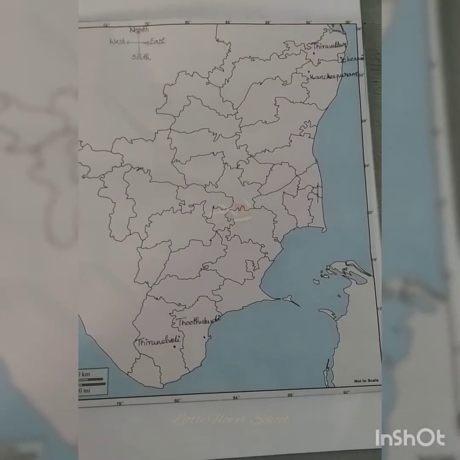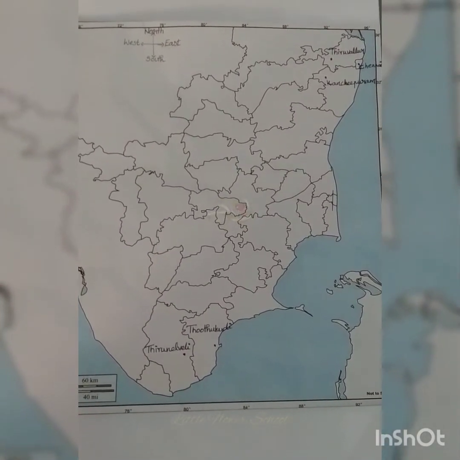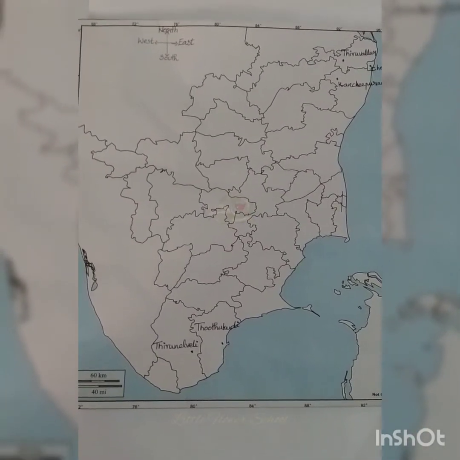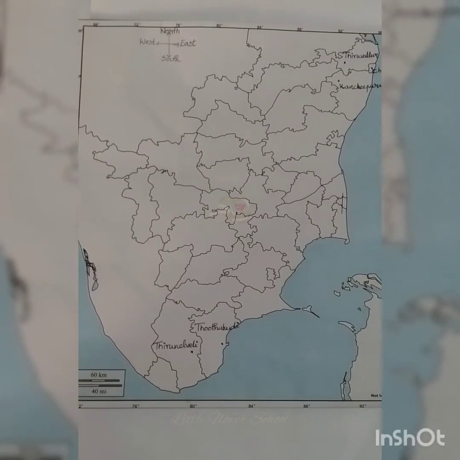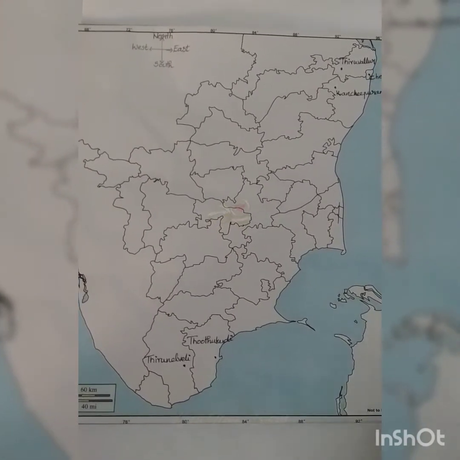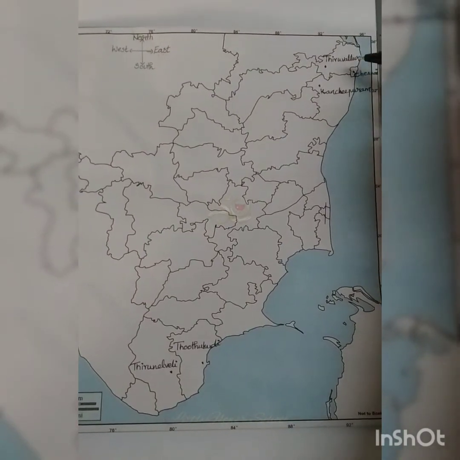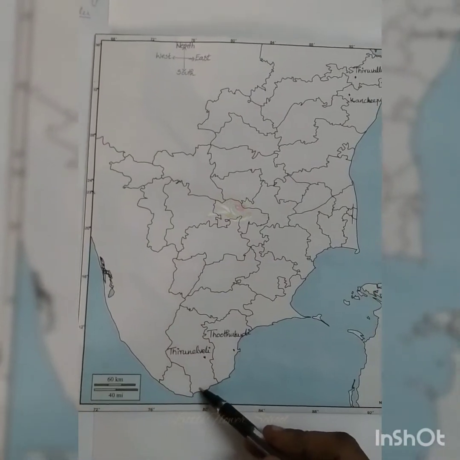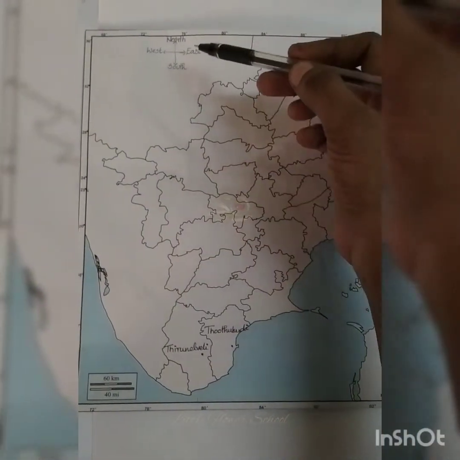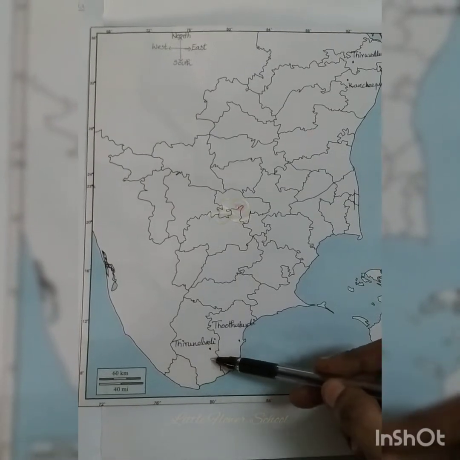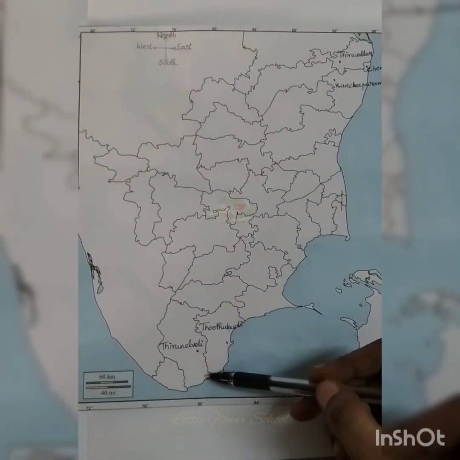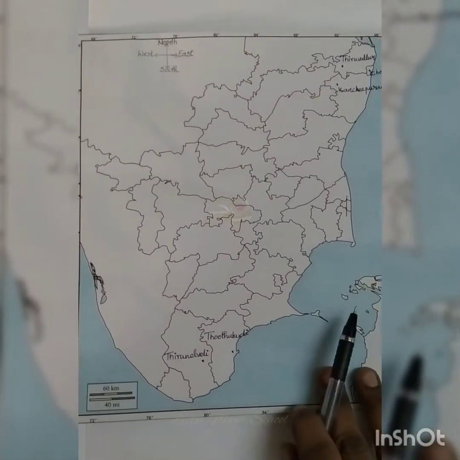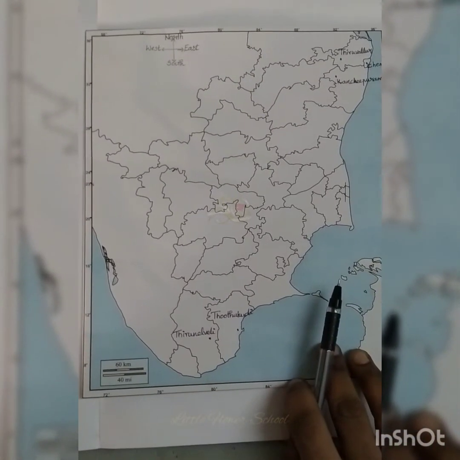So, got it, children? Mark it neatly and color it. Always keep in mind you should not use brown, blue and green color. Okay? So, Tiruvallur, Chennai, Kanchipuram, Tirunelveli and Thoothukudi. See here the south. The south portion of the Tamil Nadu district map starts with Tirunelveli, Thoothukudi. This is the south part of Tamil Nadu.